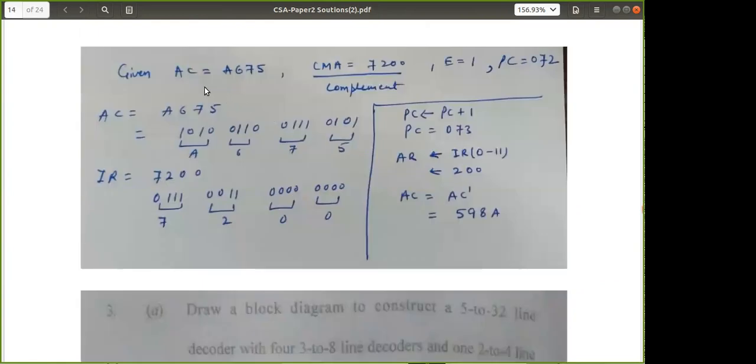So let's move to the solution. What is the solution? Here AC is given, CMA is given, E is given, and PC is 72. First we convert the AC into a hexadecimal value, A675, and also convert the IR. Then we see the PC and increment the PC by 1. So PC is 072, and now 073. The AR is the 0 to 11 bits, so we extract the 0 to 11 bits, and it is 200. Then the operation is CMA, which is complement, so we will do the complement of this. That is very easy.